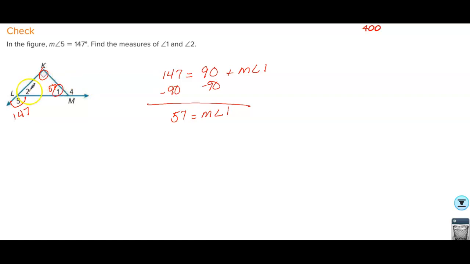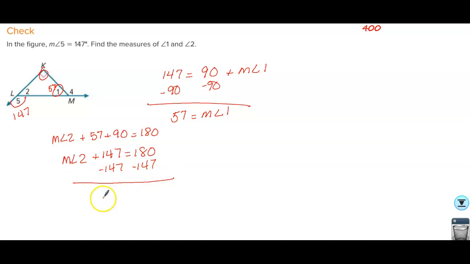This is 90. We can now find 2. These are like the problems we did at the beginning, where the measure of angle 2 plus 57 plus 90 equals 180. 57 plus 90 is 147. Subtract 147 from both sides, and we get the measure of angle 2 is 33. So this one's 33. And if you add 33 and 90 and 57, that equals 180.